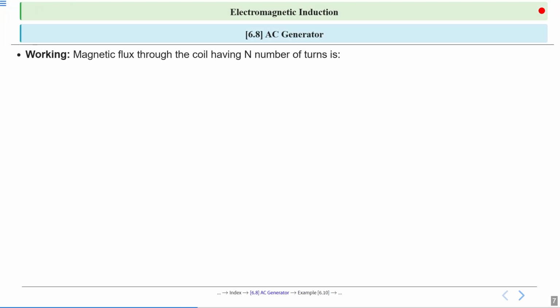Now let's see the working. So the magnetic flux through the coil having n number of turns is, we know that magnetic flux is given by phi_B = nBA cos theta. For one turn, the magnetic flux through any coil of one turn will be BA cos theta. But for n number of turns, the magnetic flux will be nBA cos theta.